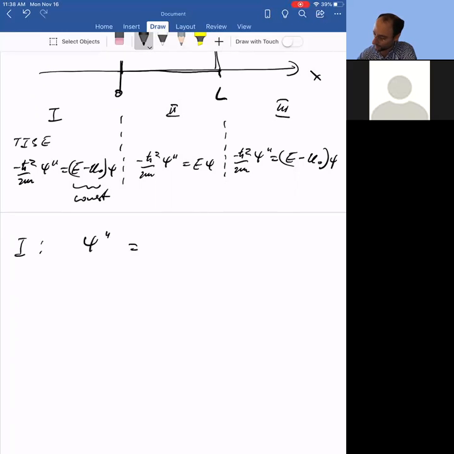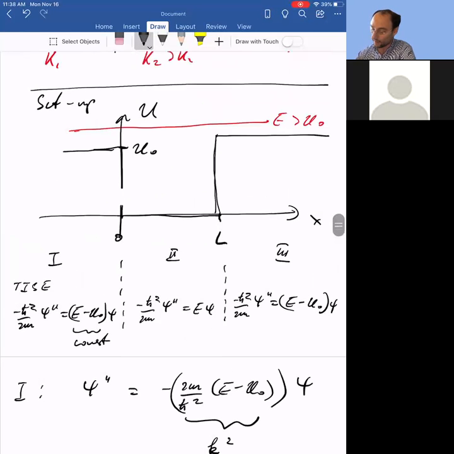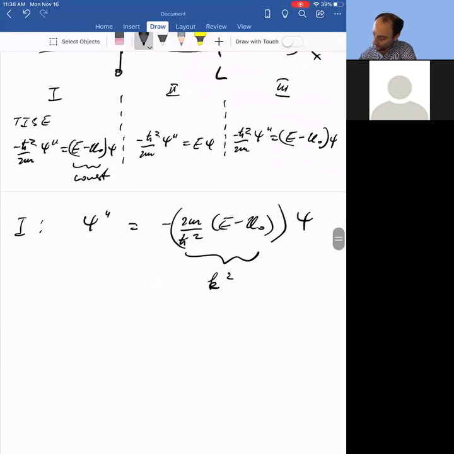The second derivative equals minus 2m over h bar squared times E minus U naught. This is all a constant times psi. And I'm going to call this k squared because it's a positive constant. E is bigger than U naught, so it's a positive constant. So when we clean it up, it looks like this.